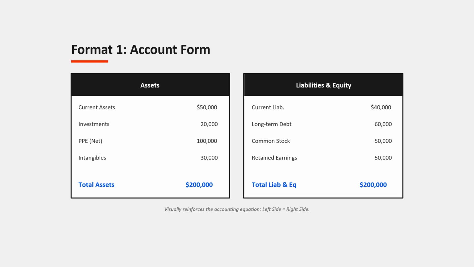Okay, so the account form is the classic horizontal presentation. It visually reinforces the accounting equation because you can see assets on the left-hand side, and liabilities and equity on the right-hand side. This is great for teaching fundamentals. That's why you may remember this from your accounting textbook.